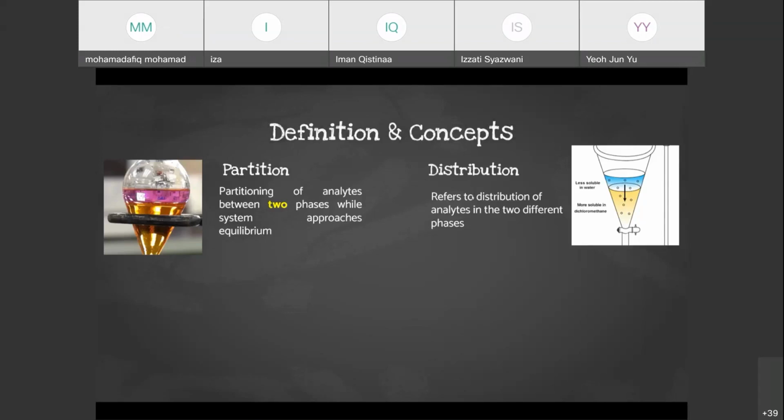How about distribution? It refers to the distribution of light into different phases. Here we have two different phases, but we do not know where our light is. So that is when we need to know the distribution of our light, whether it goes to the purple one, the pink one, or the orange one. That is the difference between partition and distribution. Here it says more soluble in dichloromethane, it means your analyte is more attracted to the dichloromethane, so it is more distributed to the dichloromethane below.